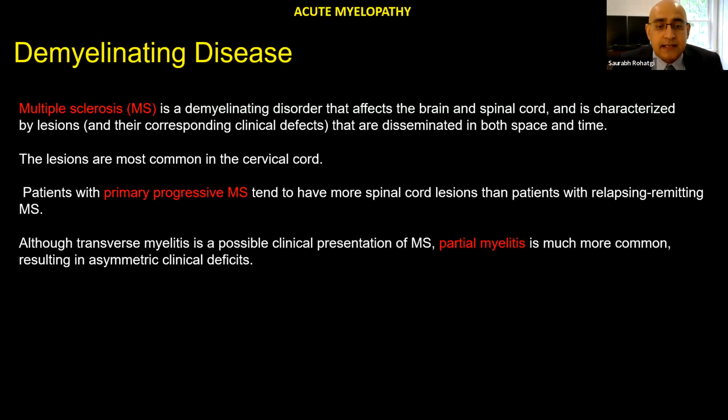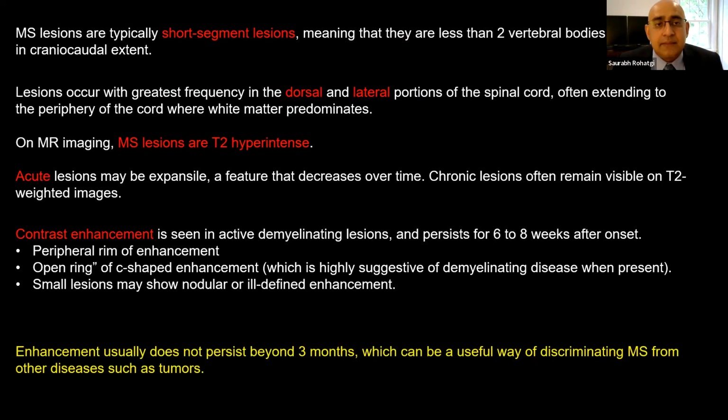Although transverse myelitis is a possible clinical presentation, partial myelitis is much more common. Typically, MS lesions are short segment lesions. That means that they involve less than 2 vertebral segments. These occur at greatest frequency along the dorsal and lateral portions of the spinal cord.